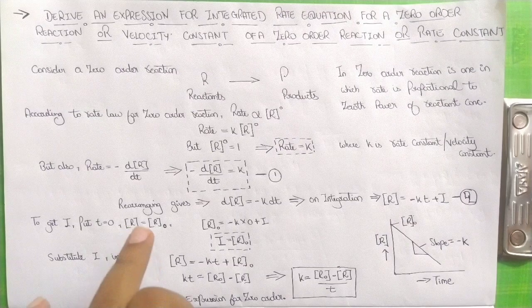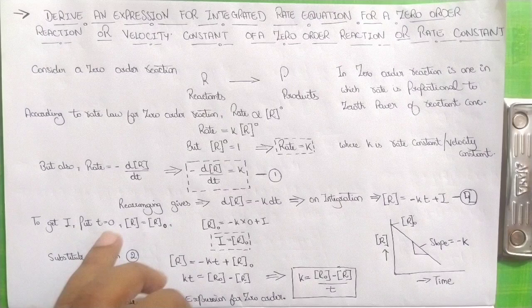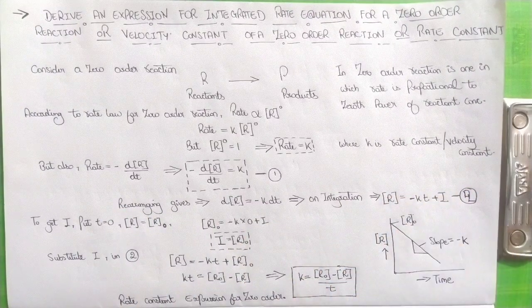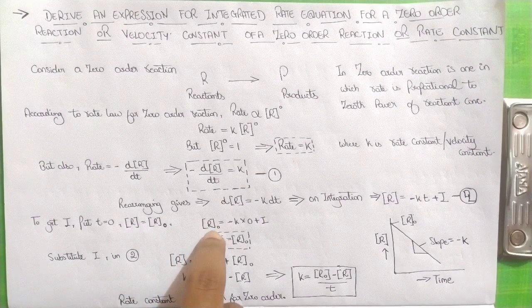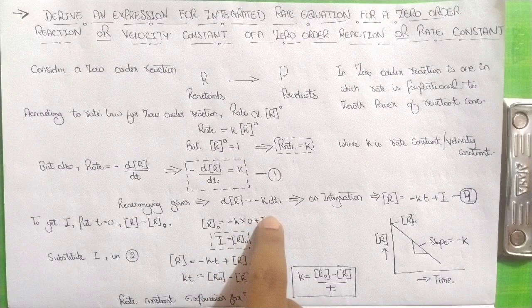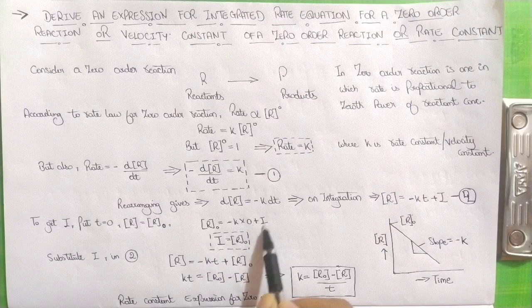Now we have got two values, the initial concentration and the initial time. Substitute these two in this equation and get the I value. Substituting, the initial concentration of the reactant, which is big bracket of R naught, is equal to minus constant into 0, the time is 0, plus the integration constant I. Now what is the value of I?